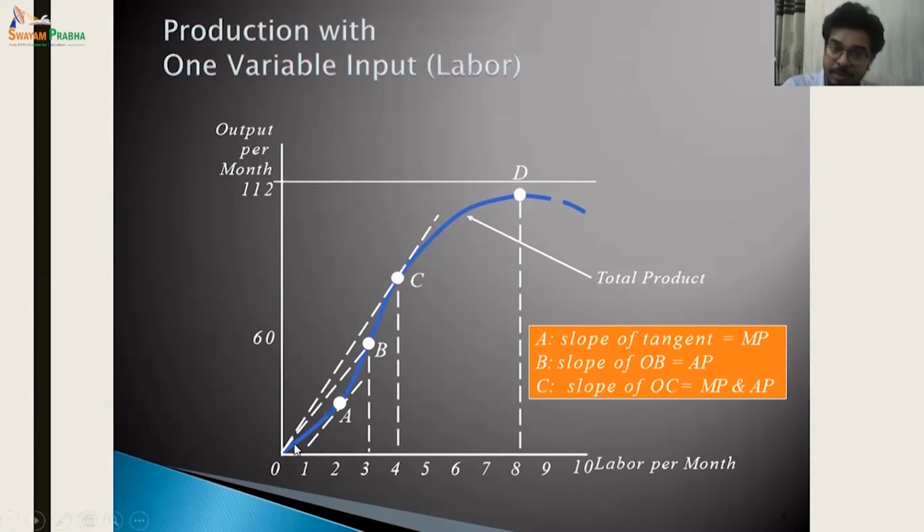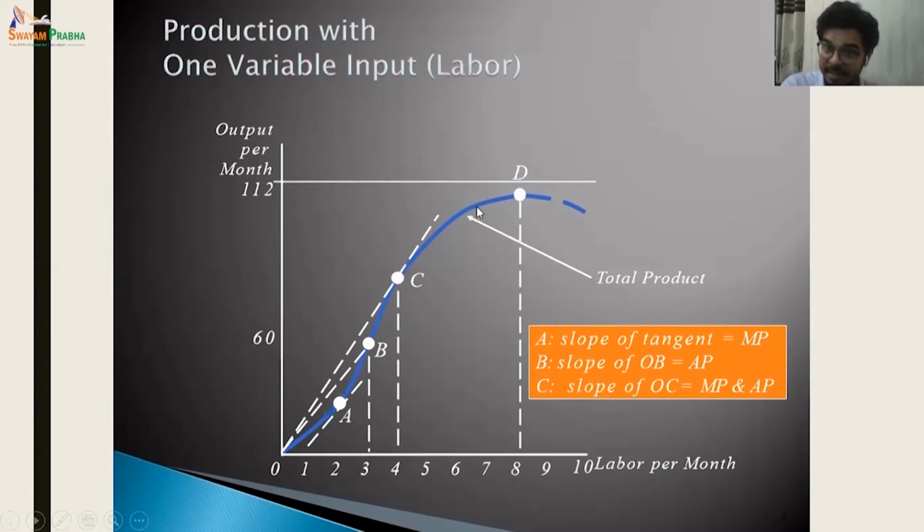Because the slope right now at point A is not connecting the origin, this is not the average product. This is the slope of the total product, and the slope of the total product is nothing but the marginal product. On any point, if I find a tangent, say on this point, the slope of this tangent is the marginal product.